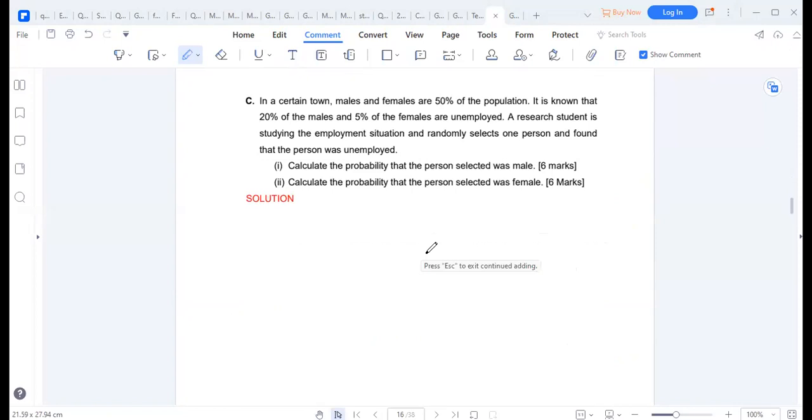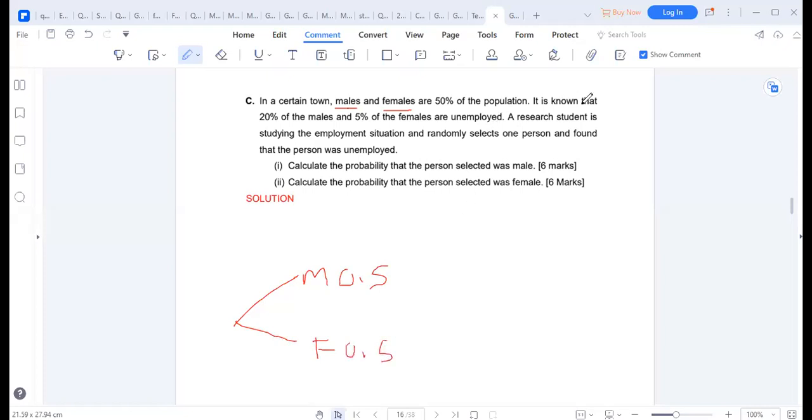We go to some probability. We were told that in a certain town, 50% of the population are male and female. Although the grammar was a little confusing for some, what this means is that the population was split into half. So we had 50% males, 0.5, and for the females, 50%, 0.5.